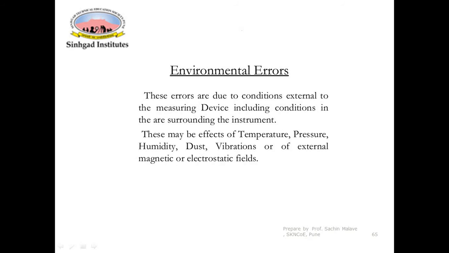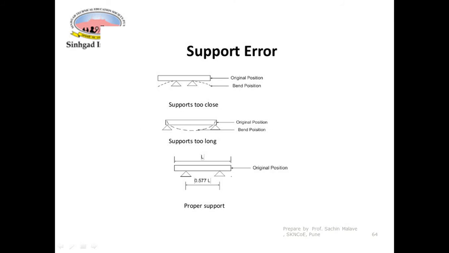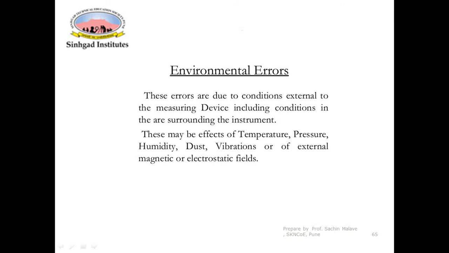The same is written over here. So long bars due to self weight may undergo deflection. So this error can be avoided. Then some environmental errors are there. These errors are due to conditions external to the measuring device, including the conditions surrounding the instrument. So these may be temperature, pressure, humidity, dust, vibrations, or external magnetic or electrostatic fields.